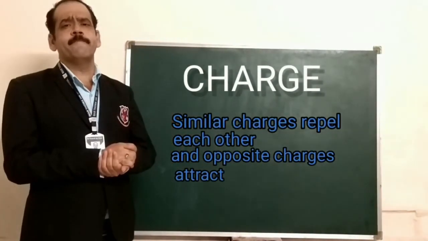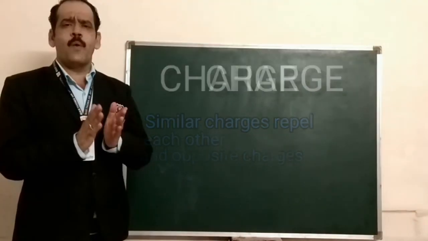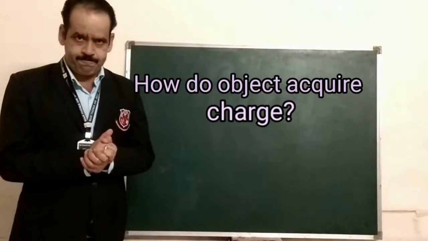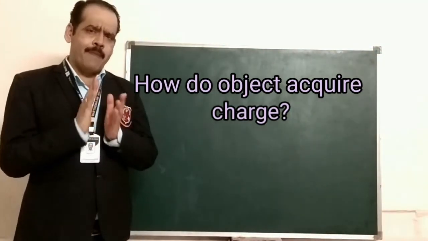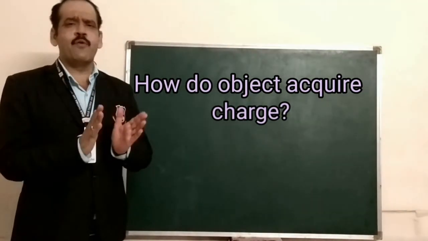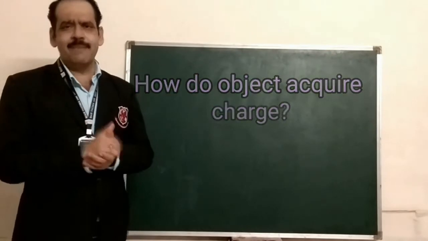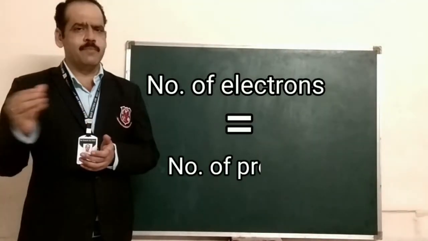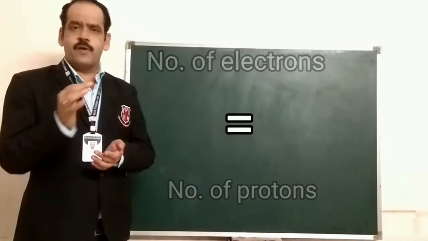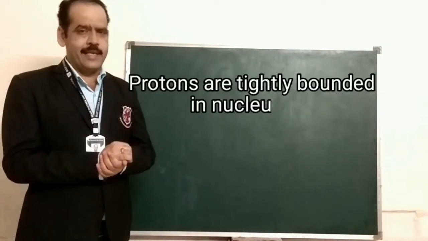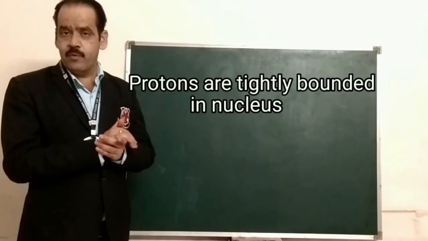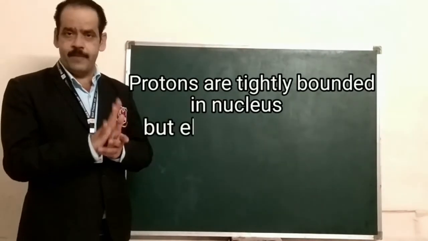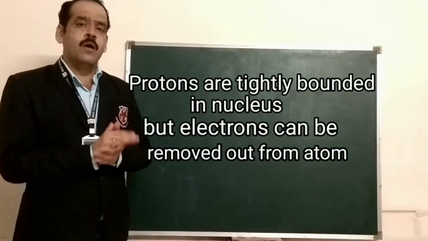Now the question is, how do objects acquire charge? As we know, normally matter consists of equal amounts of positive and negative charge. That means the number of electrons is equal to the number of protons. Protons are tightly bound in the nucleus, they cannot move here and there. But electrons, which are revolving around the nucleus, can be removed from the atom.